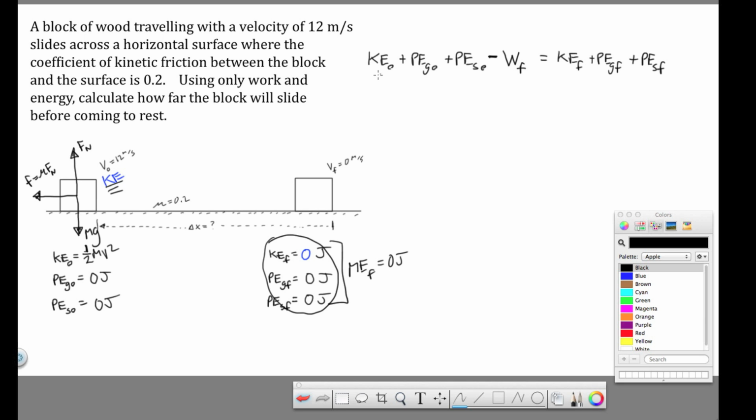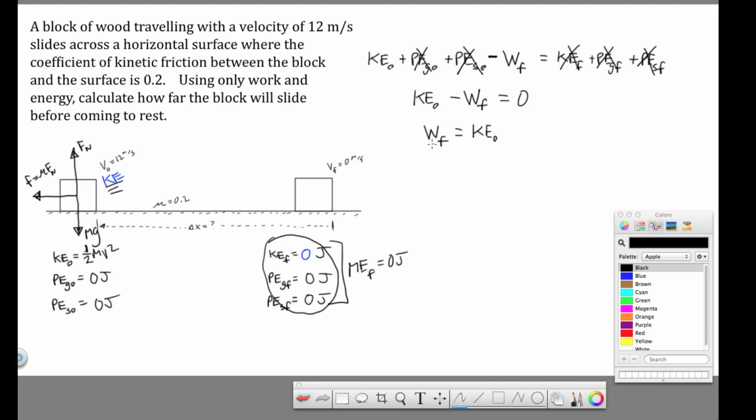All right, so going through our energies, we have kinetic, we do not have potential of gravity, we do not have potential of spring, and as we talked about, all of our final mechanical energies are 0. They all go to 0. So what this leaves us with is kinetic initial minus the work done by friction equals 0. Or in other words, the work of friction is equal to the initial kinetic energy. The starting kinetic energy is equal to the work of friction because friction takes all of it.